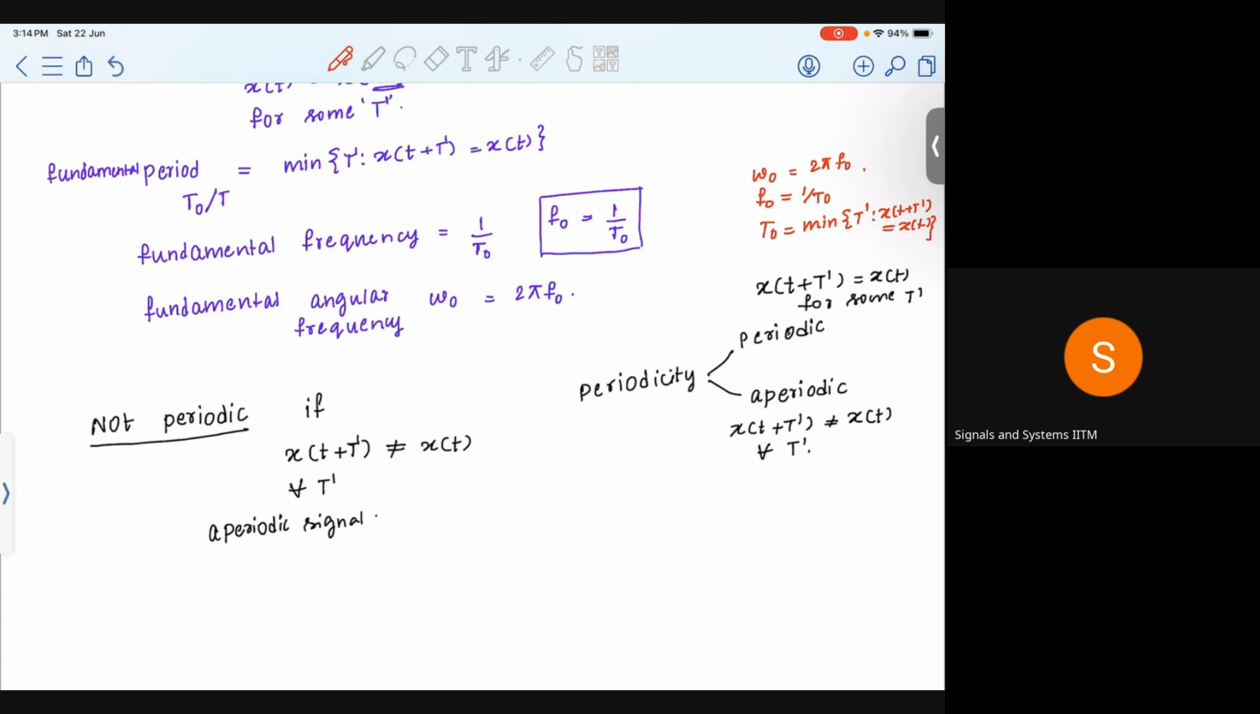Let's see a couple of examples, which I think the professor already discussed in the class. I would like to just pick up those examples and show you how to calculate the period and all. We'll also look at the period of the sum of two signals and the product of two signals, that will come in a couple of minutes. But before going there, let's see a couple of examples on the periodic signals.